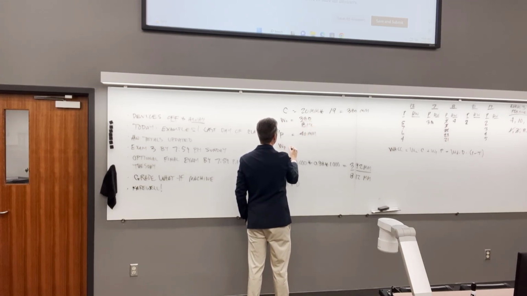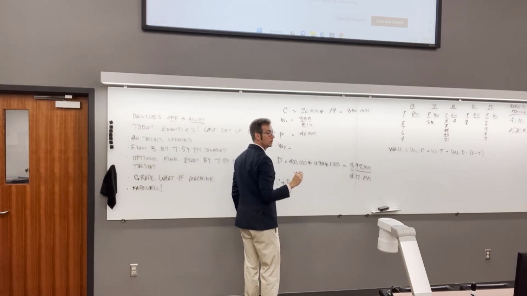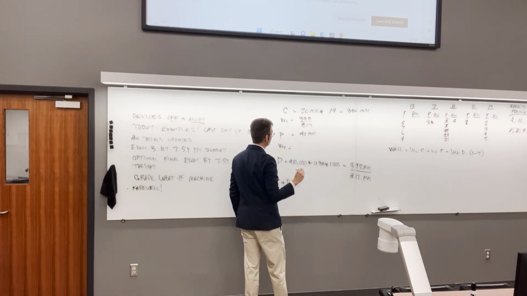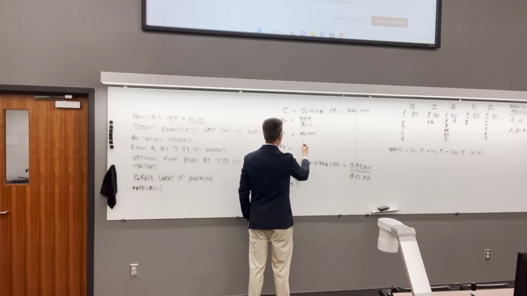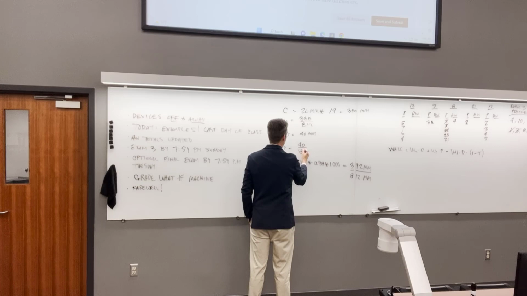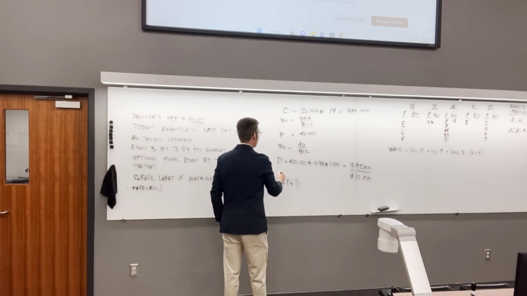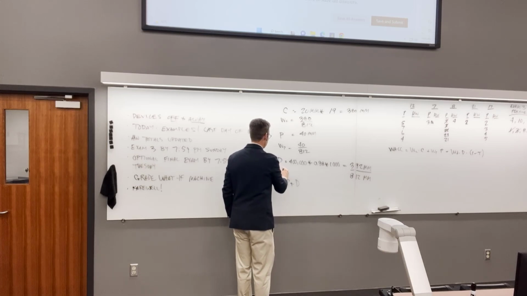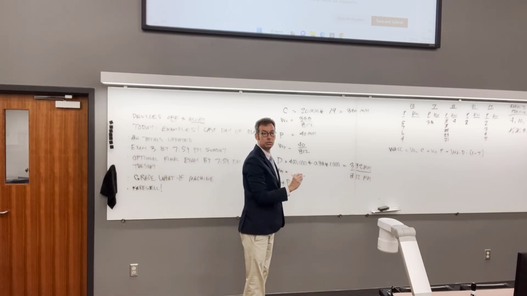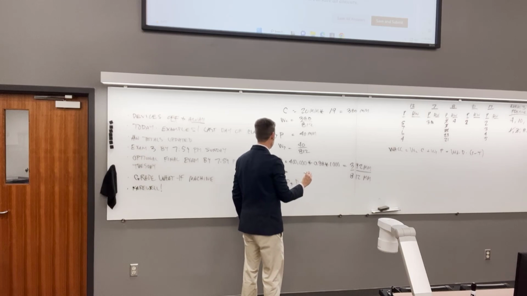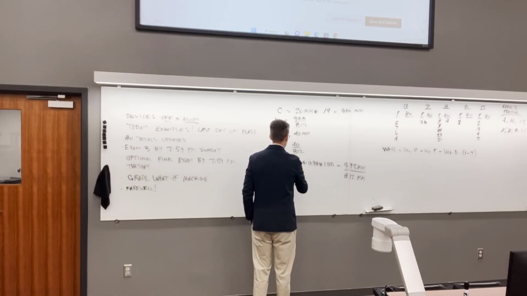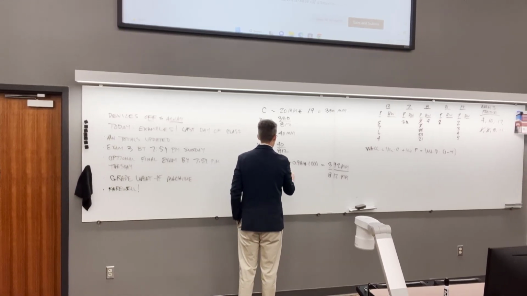Can anyone tell me how to do the weight on preferred? The same thing. 40 divided by 812. Thank you. I realize you're doing most of the work here. I'll start calling on other people. The weight on the debt, Ms. Black, how would I do the weight on the debt? Yeah, 392 divided by 812.